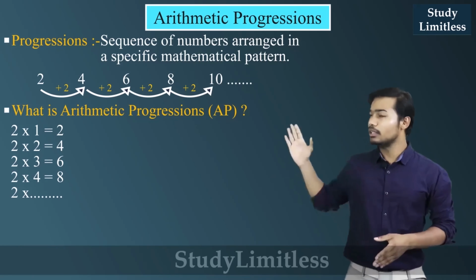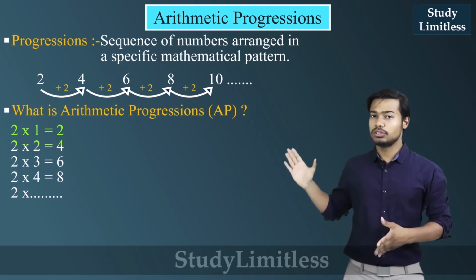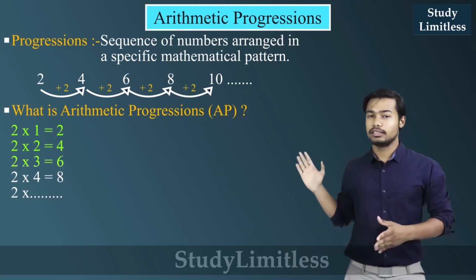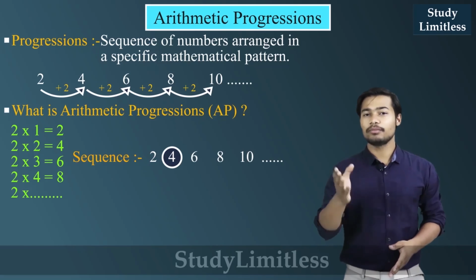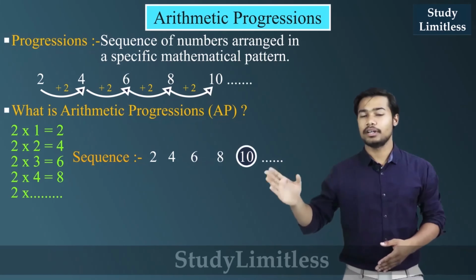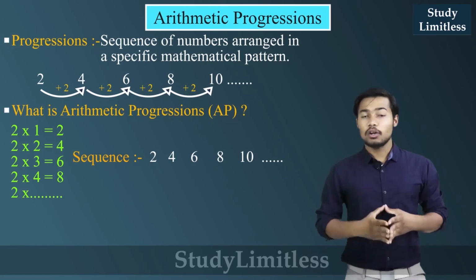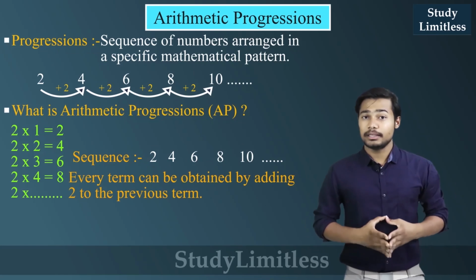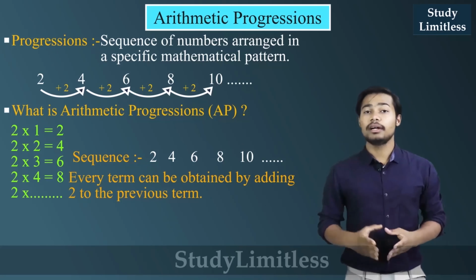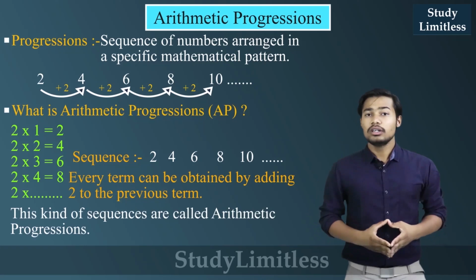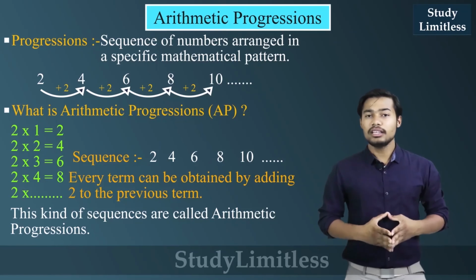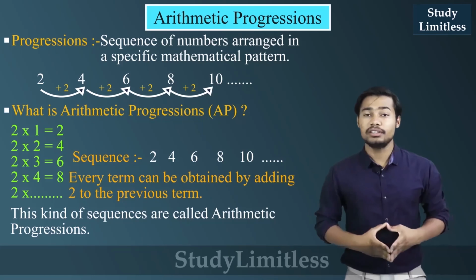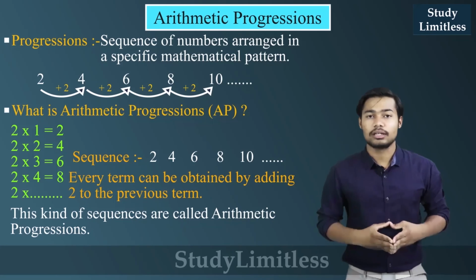Here we have 2 ones are 2, 2 twos are 4, 2 threes are 6, so on and so forth. If we write these numbers in sequence, we will get the sequence as 2, 4, 6, 8, 10 and so on. Here we can observe that every term except the first term can be obtained by adding 2 to the previous term. So this type of sequences are called as the arithmetic progressions. In the arithmetic progression, the difference between the consecutive terms is constant.